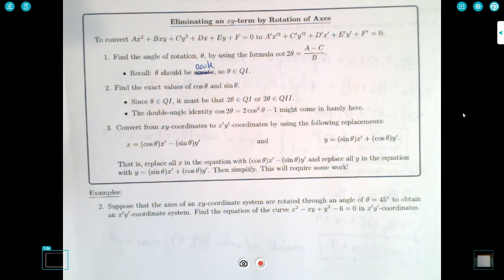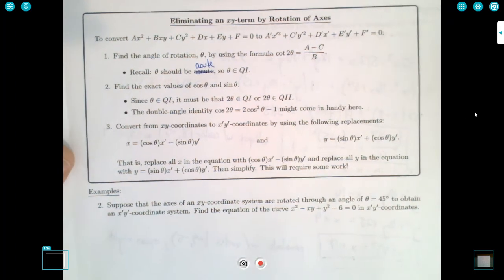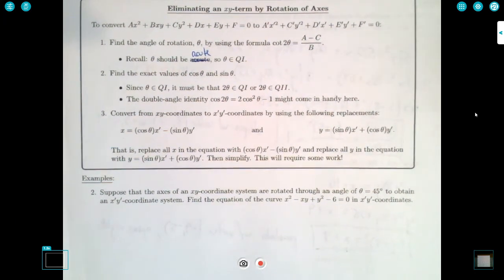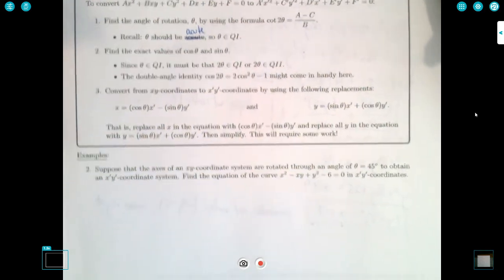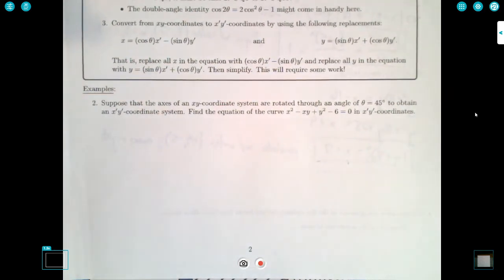But let me give you a couple examples to kind of build up to it, and then I'll give you a couple of full-blown examples where we take the thing from start to finish. So number 2 here says, suppose that the axes of an xy coordinate system are rotated through an angle of theta equals 45 degrees to obtain an x prime y prime coordinate system. Find the equation of the curve x squared minus xy plus y squared minus 6 equals 0 in x prime y prime coordinates.